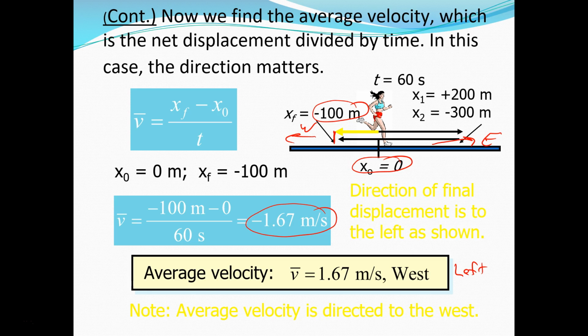So our average velocity is different than our average speed, and that's because our velocity, or average velocity, is just our final position minus our initial position divided by time, whereas our average speed is our total distance divided by time. And in this case, they're going to be different because we turned around.